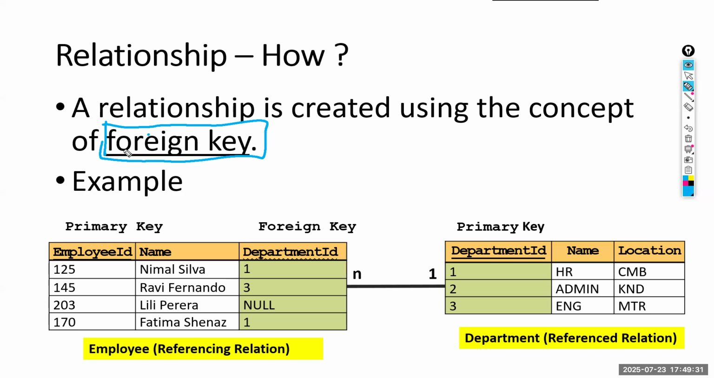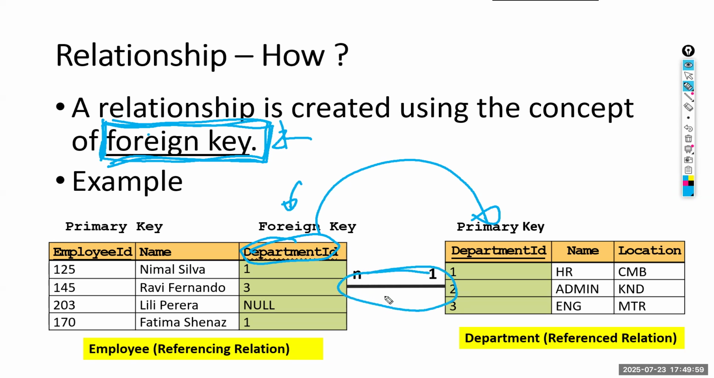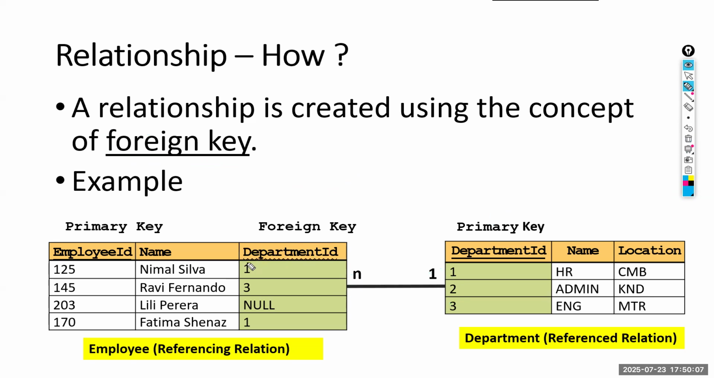Right. So therefore, what is a foreign key? How to create a relationship? By using a foreign key. If someone asks why do we need foreign keys to create relationships? So what is a foreign key? Foreign key is a field in a table which is mapped to the primary key of the related table, thereby creating a relationship. Simple as that. So this relationship is made by this foreign key.